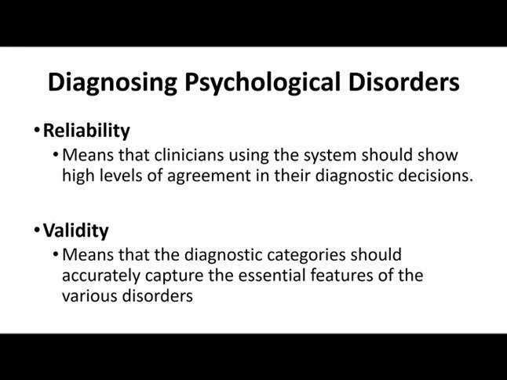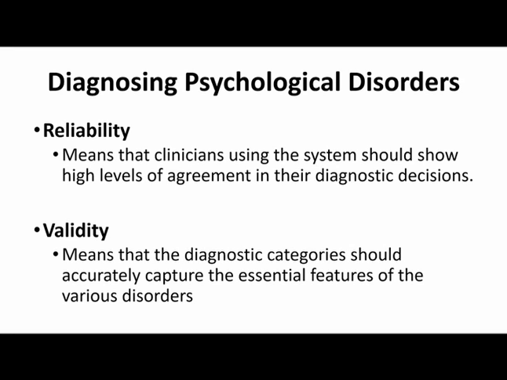Next, we're going to talk about how we might actually go about diagnosing psychological disorders. A classification of these disorders is a pretty necessary first step when we're trying to figure out the nature, the causes, and how best to treat different psychological disorders. We kind of have to label them and diagnose them to figure out what to do next. But how do we decide the best way to diagnose these disorders?